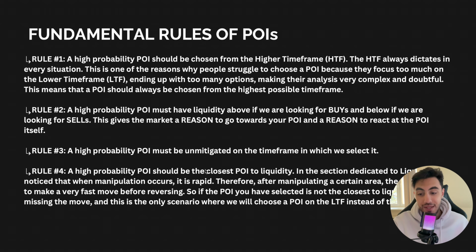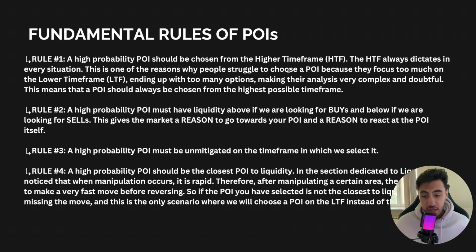Rule number 1: a high probability POI should be chosen from the higher time frame. Let's say you have a 15-minute range, or you're looking for an opportunity on the 15-minute or 5-minute time frame. We are not going to look for the POI on that same time frame. We always look for a higher time frame POI, because it gives us a big, huge area that shows us a high probability area where price can start to reverse. That's the reason we need a higher time frame POI.